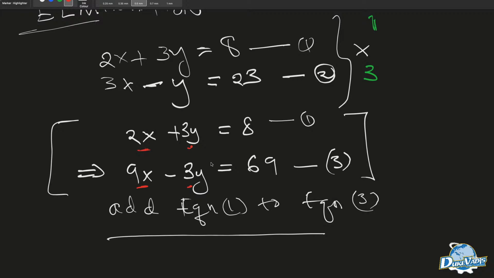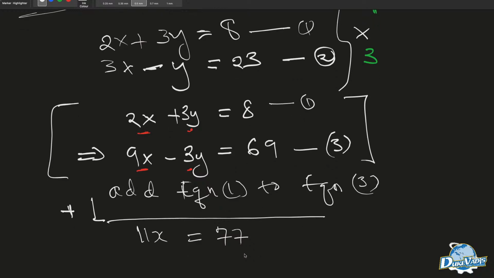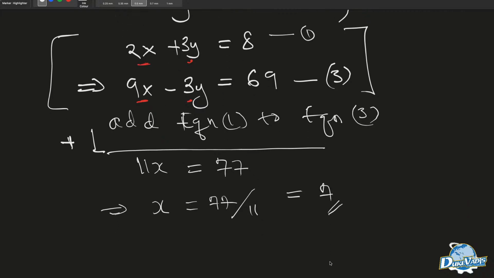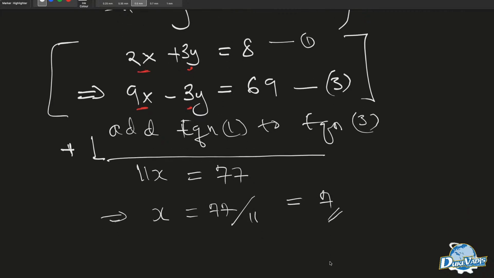So adding them now, 2x and 9x gives us 11x is equal to 77. It implies x is equal to 77 divided by 11, meaning x is equal to 7 as our first value for x. Now, isn't that beautiful?